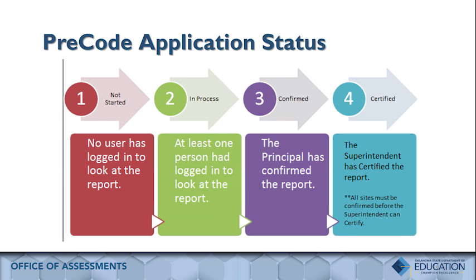Confirmed means that all the changes have been made for the site and the principal has confirmed the accuracy of the report. The principal is the only role that can confirm the site report. Certified means the superintendent has certified the report after all sites are confirmed, meaning the superintendent is certifying the district information as accurate. If changes are needed after certifying the report but prior to the deadline, you must contact the State Department of Education.